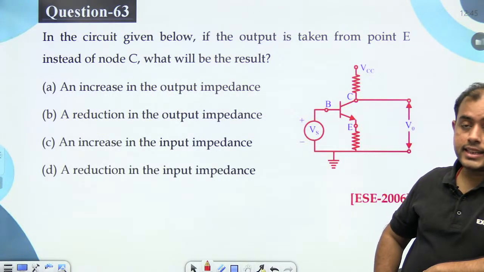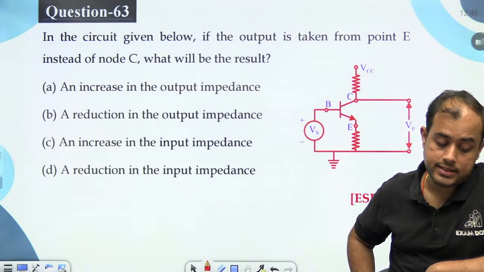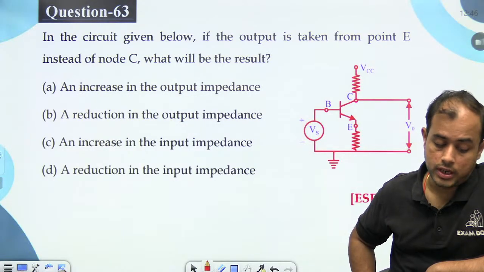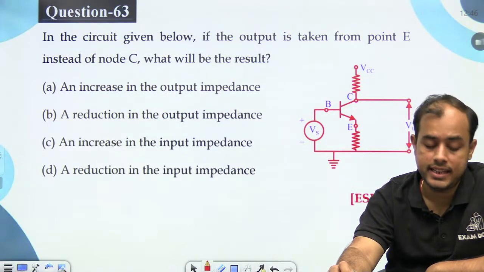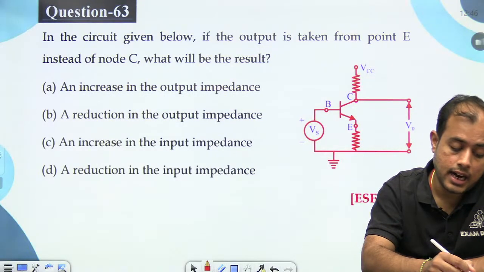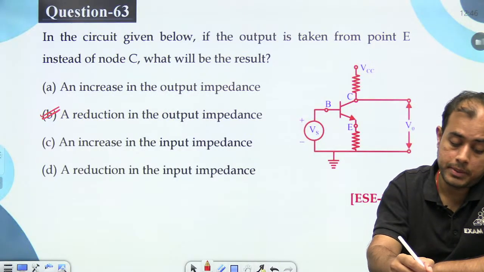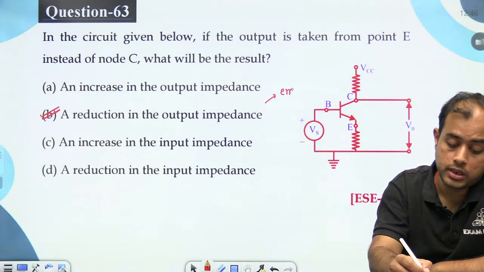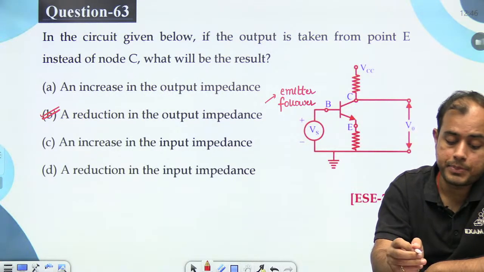In the circuit given below, if the output is taken from point E instead of node C, what will happen? अगर आप C की जगह E से आउटपुट लोगे, output impedance reduces because it will become emitter follower. Emitter follower has low output impedance.